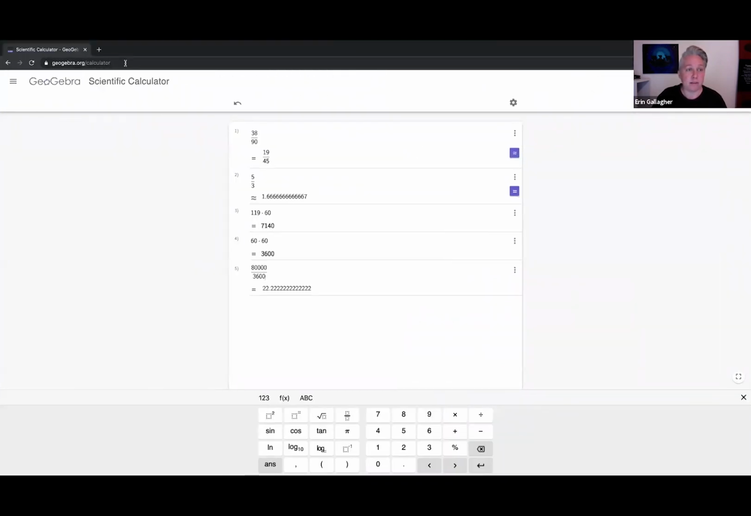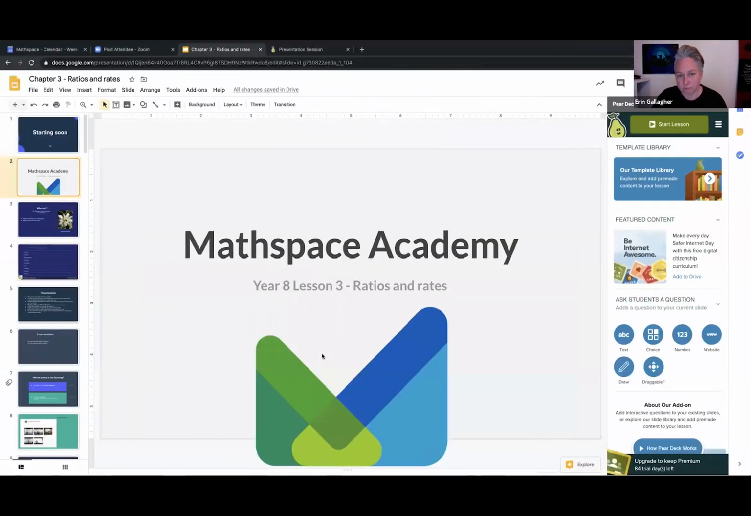The calculator I used today was GeoGebra. It's a very simple one. It's free and it's on the web, although most portable devices have a calculator tool. So that's kind of it for today, I'm afraid.